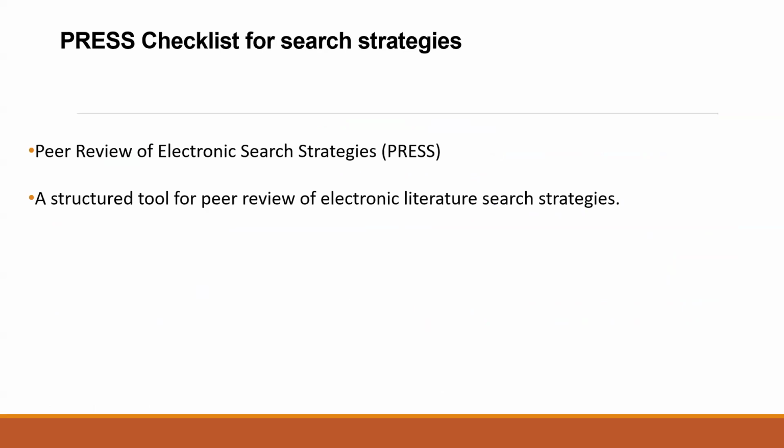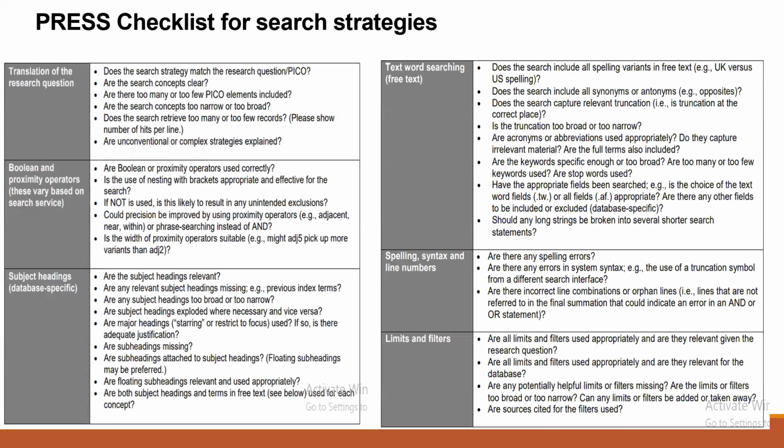Then there is also a PRESS checklist for search strategies. You want to see whether your search strategy is reported in a proper way, whether your search strategy is complete, or whether you have followed all the techniques that have to be followed in your search. So this is how the PRESS checklist looks. It has different areas, like translation of the research question, how you have used your Boolean operators, what subject headings you have written, what text word searching you have followed, whether there was any spelling, syntax, or line number errors, or what filters you have applied.